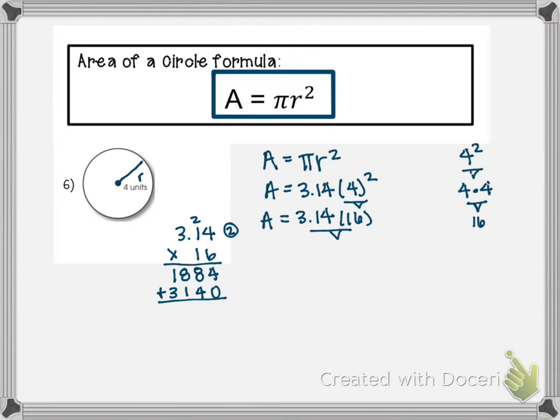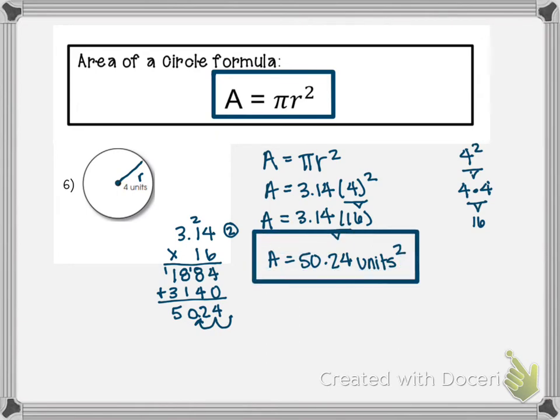Okay, so now we're ready to add. 4 plus 0 is 4. 8 plus 4 is 12. 8 plus 1 is 9, plus 1 is 10. And then 3 plus 2 is 5. We have 2 numbers to the right of the decimal, so we're going to put our decimal in 2 place values. And we get A equals 50.24 units squared. Okay, so when we're finding area, our units are always squared.